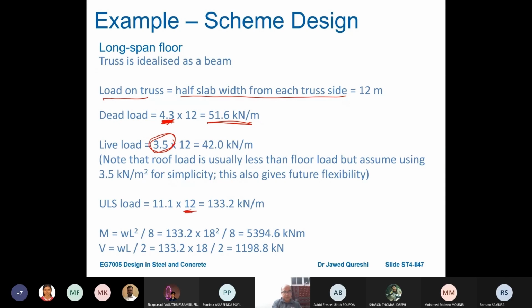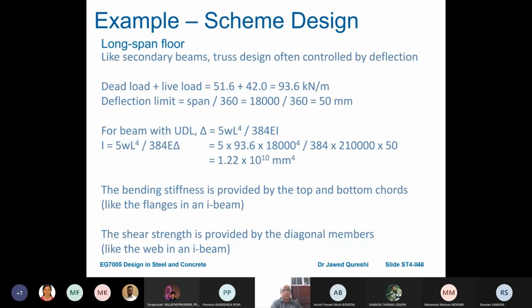So multiply ULS, the total floor load, times 12, it will give me 133.2 kilonewton per meter, which is quite heavy load. And then moment, you can see that it is 5,394 and shear is 1190. It's so heavy. We work out dead plus live without factors. Deflection limit is a span over 360, which is 50. So again, using 5WL⁴ over 384EI for UDL, we make I the subject. Then from here, we work out 1.22 × 10¹⁰ millimeter⁴. Now this is our I value.